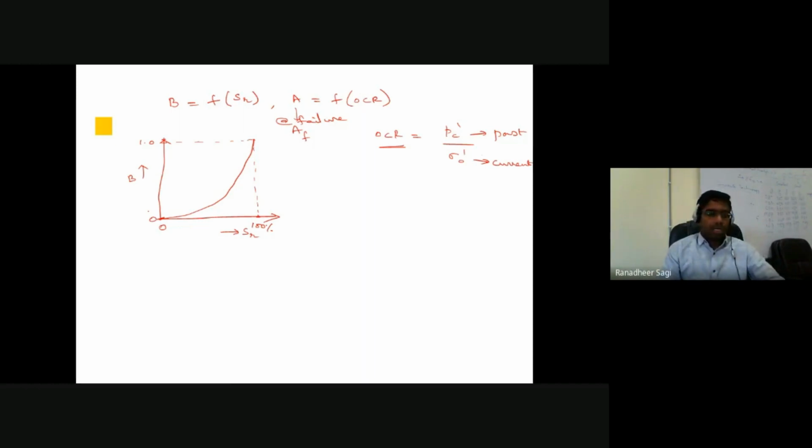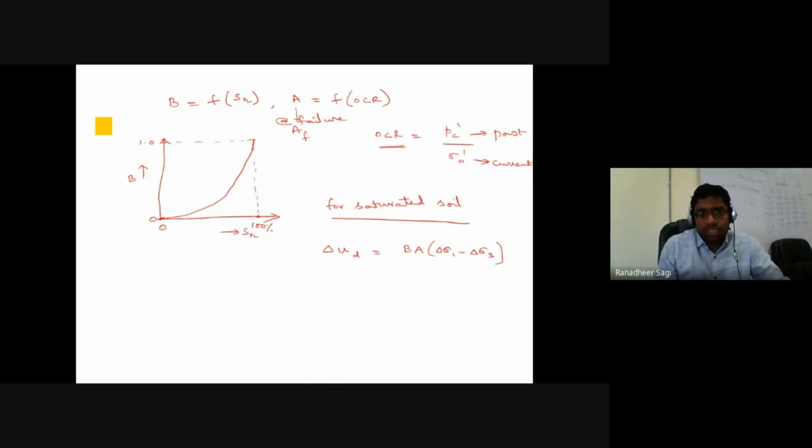What was your Skempton's pore water pressure parameter A? Now, earlier when we were trying to discuss, in the case of your saturated soil, let me go on to understand the expression we have represented. Delta Ud is nothing but B into A into delta sigma 1 minus delta sigma 3, where delta sigma 1 minus delta sigma 3 is what we call your deviatoric stress. Because of that applied deviatoric stress, correspondingly, how much is your increment in pore water pressure is what I am just trying to look at.